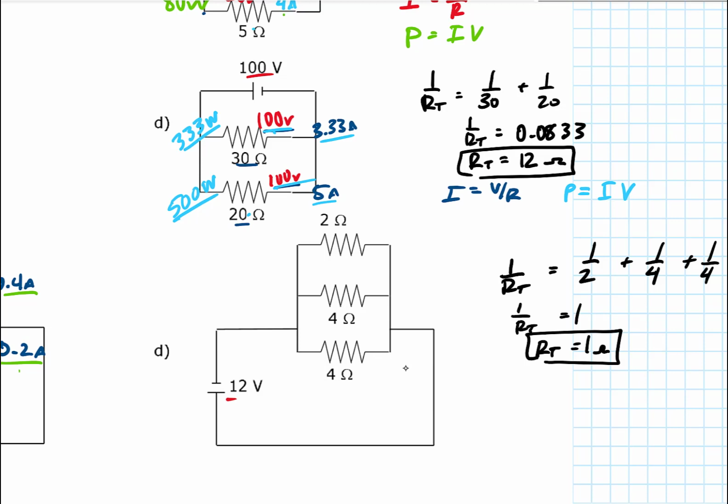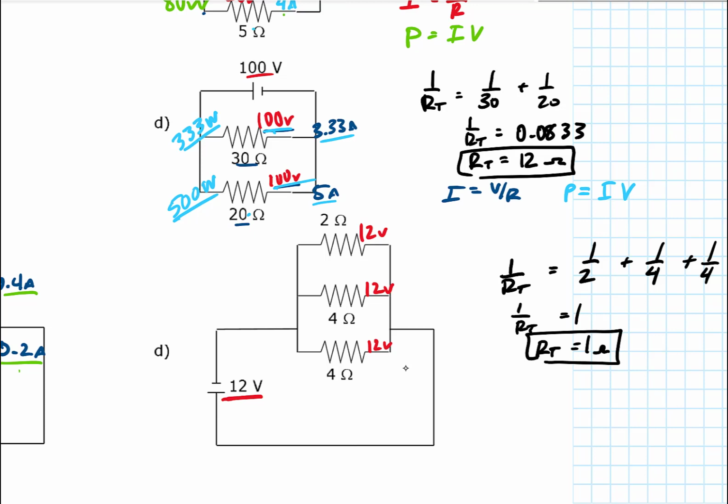Here, because we're in parallel, it's 12 volts dropped across each one. So we have 2 ohms and 12 volts, 4 ohms and 12 volts, 4 ohms and 12 volts. Because in parallel, the total voltage is equal to the individual voltage.